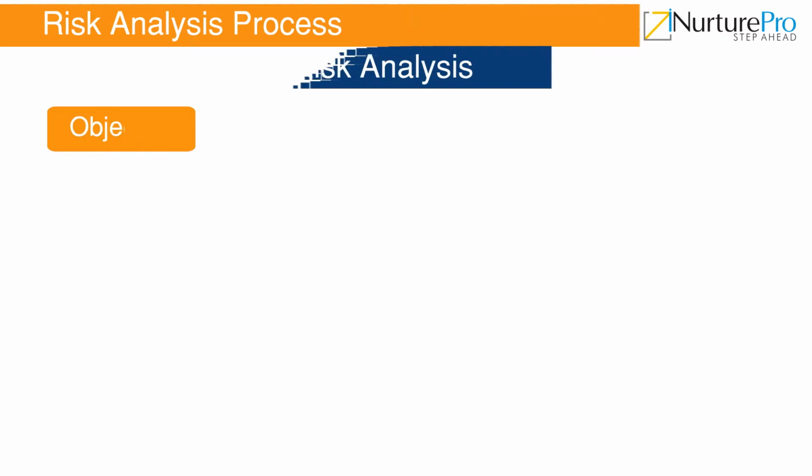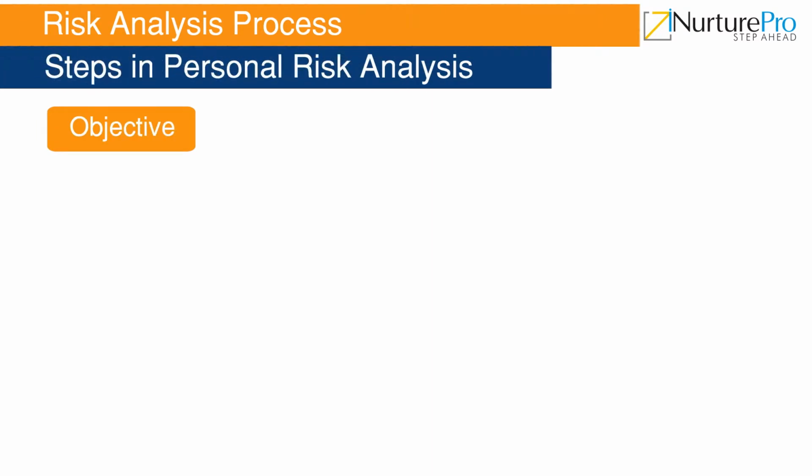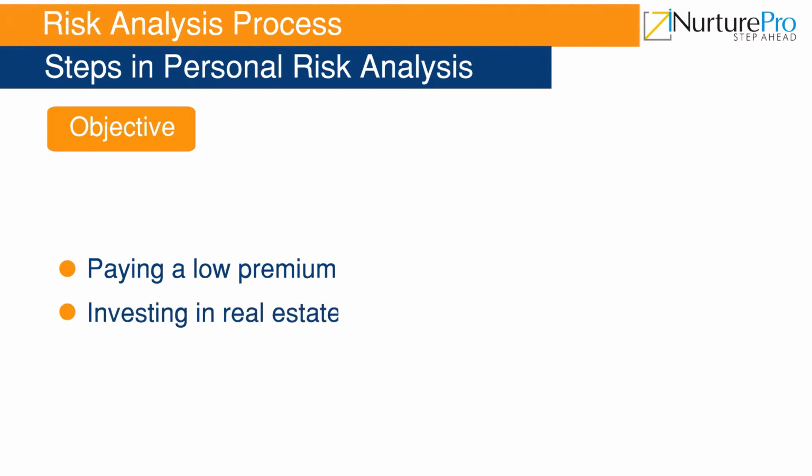The first step is setting the objective. That is, what is it that an individual wants to achieve by a personal risk analysis. For example, the objective can be paying a low premium and yet be able to cover the crucial areas wherein the vulnerability is maximum. For instance, this can be investing in real estate wherein the chance of a real estate market is low. Here, the vulnerability potential is maximum.